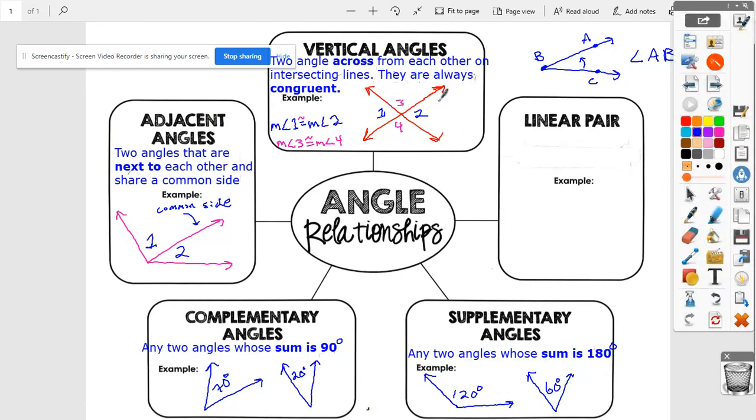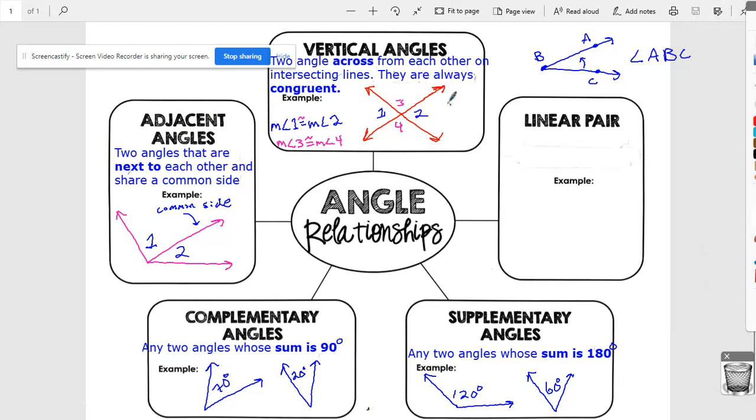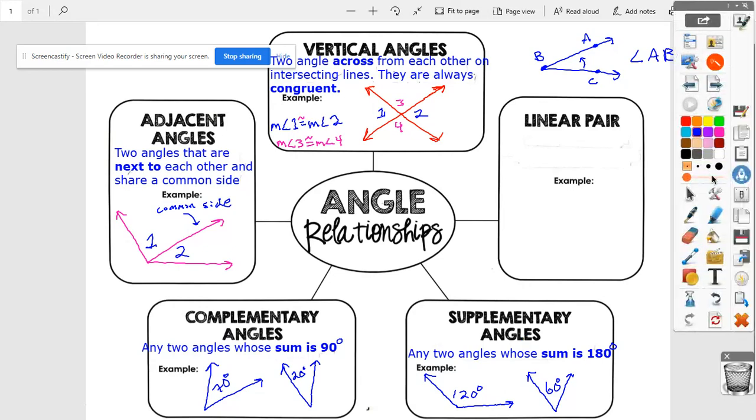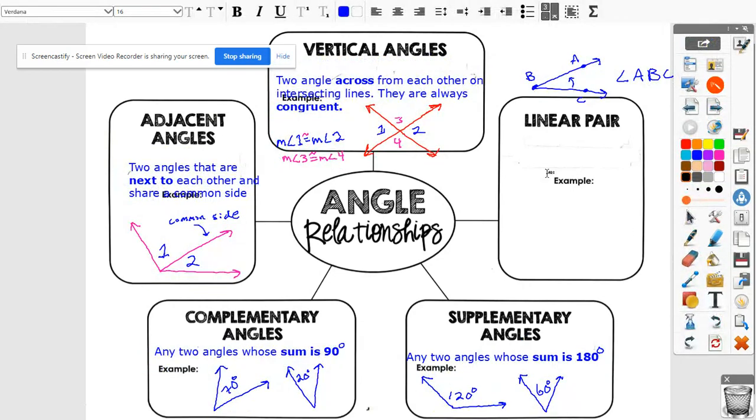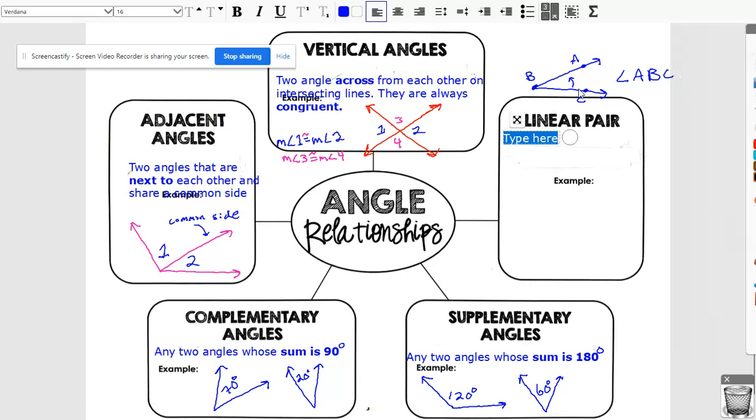So far we've got vertical angles, two angles across from each other on intersecting lines. They're always congruent. We have adjacent angles, two angles that are next to each other and share a common side. Complementary, sum is 90 degrees. Supplementary, the sum of the angle measures is 180 degrees. We can even take that a step further, and let's talk about linear pair.